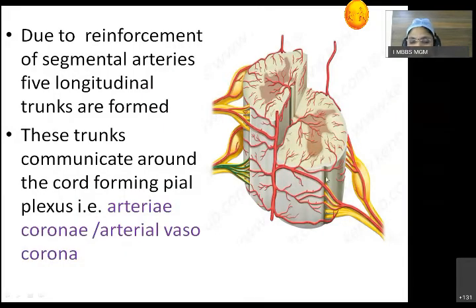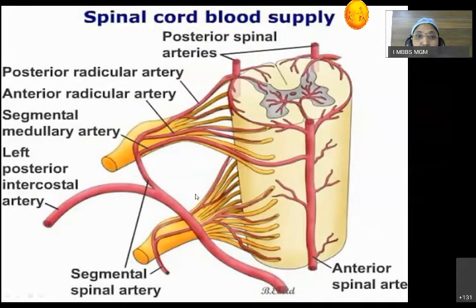Now let us see the course of the segmental artery. So in the thoracic region, this is the posterior intercostal artery. And this is the branch of the posterior intercostal artery, which is called the segmental artery. Now this segmental artery enters the vertebral column through the intervertebral foramen and divides into posterior and anterior branches, which are called the anterior and posterior radicular arteries. Now this anterior radicular artery reinforces the anterior spinal artery, and the posterior radicular artery reinforces the posterior spinal artery.